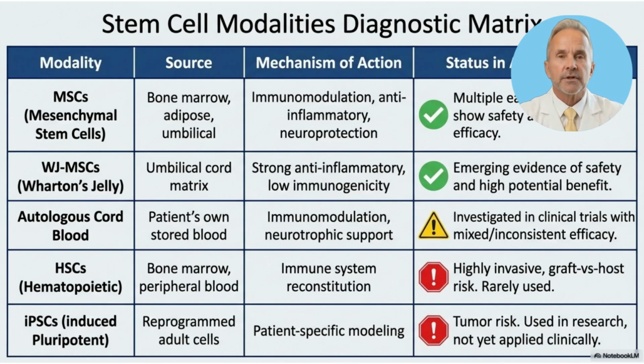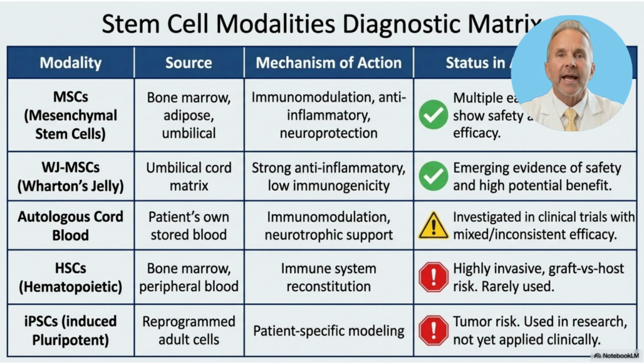Not all stem cells are the same, however. This diagnostic matrix illustrates the current status in ASD research. MSCs, mesenchymal stem cells: multiple early-phase trials show safety and potential efficacy. Umbilical cord-derived MSCs, Wharton's jelly: emerging evidence of safety and high potential benefit. Autologous cord blood: investigated in clinical trials with mixed or inconsistent efficacy.